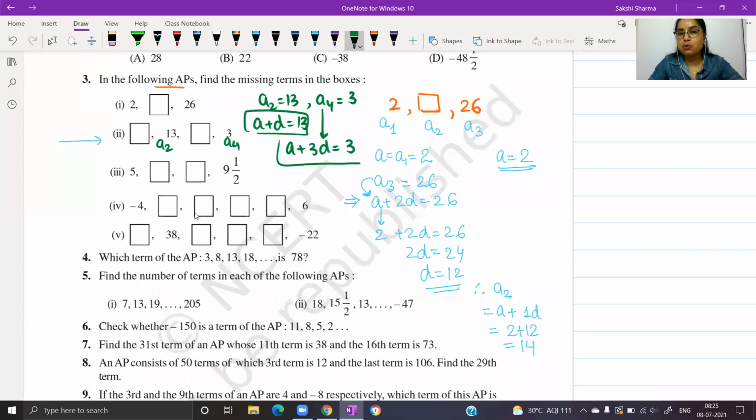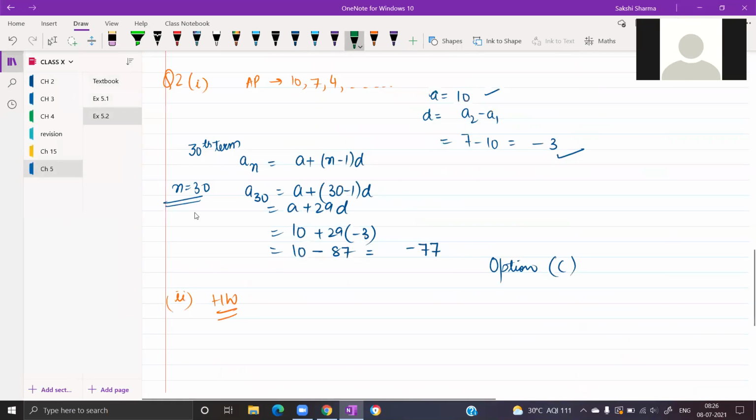तो आपके पास ये 2 इक्वेशंस हैं. Find out A and D. You have worked with so many equations. आपने बहुत सारे पेयर ऑफ लीनियर इक्वेशन सॉल्व किए हुए हैं. एक बार आपके पास A और D आ गया, you can write down what's the first term and what's the third term. Let me know if the idea is clear how we will be following. Yes, ma'am.